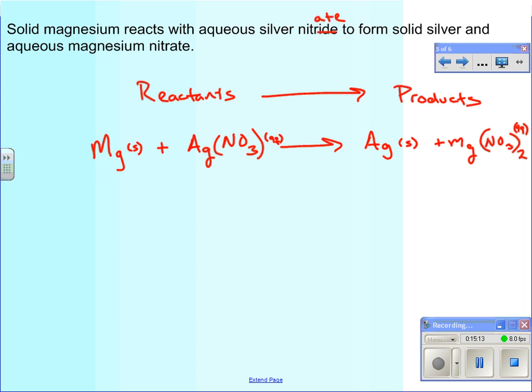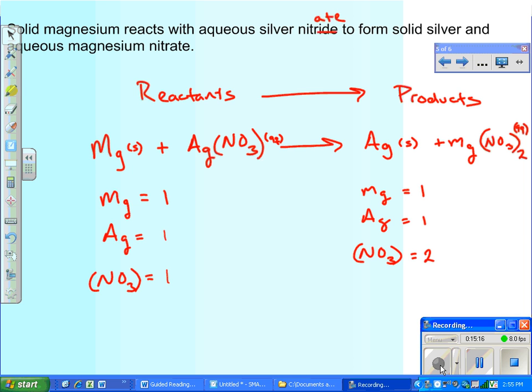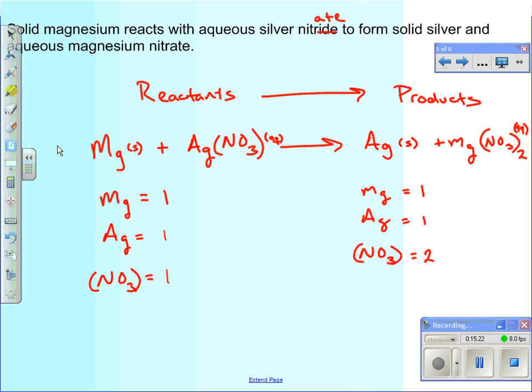So let's take a look at the tallies here. Okay, through the magic of time lapse, there is our skeleton equation right here. Not balanced yet. The first initial tally shows 1 magnesium, 1 silver, and 1 nitrate ion on the reactant side, 1 magnesium, 1 silver, and 2 nitrate ions on the product side. The nice thing about this equation is that the polyatomic ion NO3, nitrate, doesn't break up. It stays as NO3 on both sides of the equation, so we can treat it essentially as one element in this case.